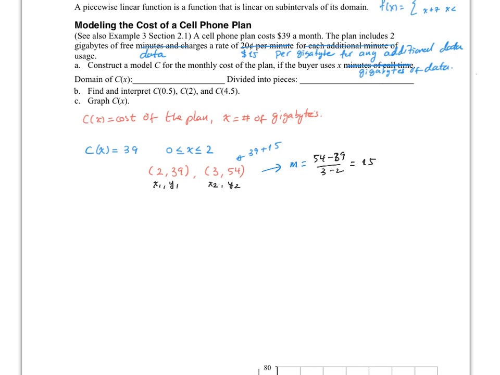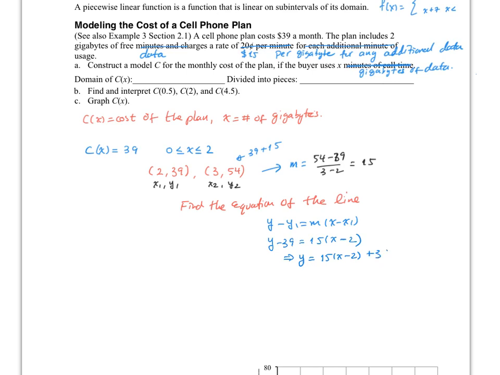All right, so now we need to find the equation of the line in the exact same way we did it in the previous method. So remember, we have y minus y1 is equal to m times x minus x1. So in our case, this will be y minus 39 is equal to 15 times x minus 2, or y is equal to 15 times x minus 2 plus 39.